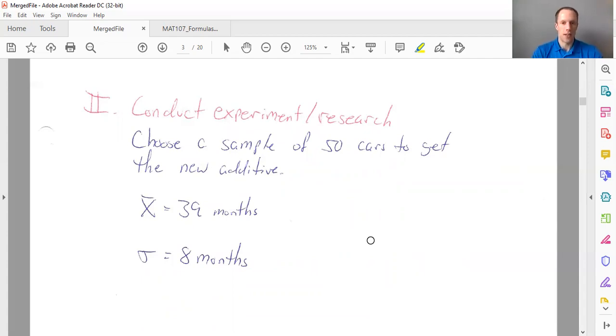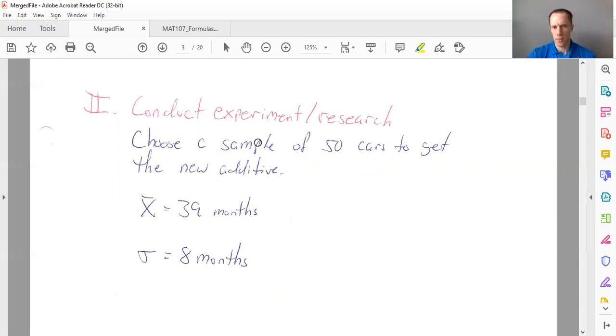After you've got all 50 people call you back and tell you how long their car battery lasted, you take those 50 numbers, add them up, divide by 50, and you get the sample average. Let's just say, for the sake of this example, it turned out to be 39 months. And while you were waiting and writing down your data as people called you back, you did some research and found out that the population standard deviation is 8 months.